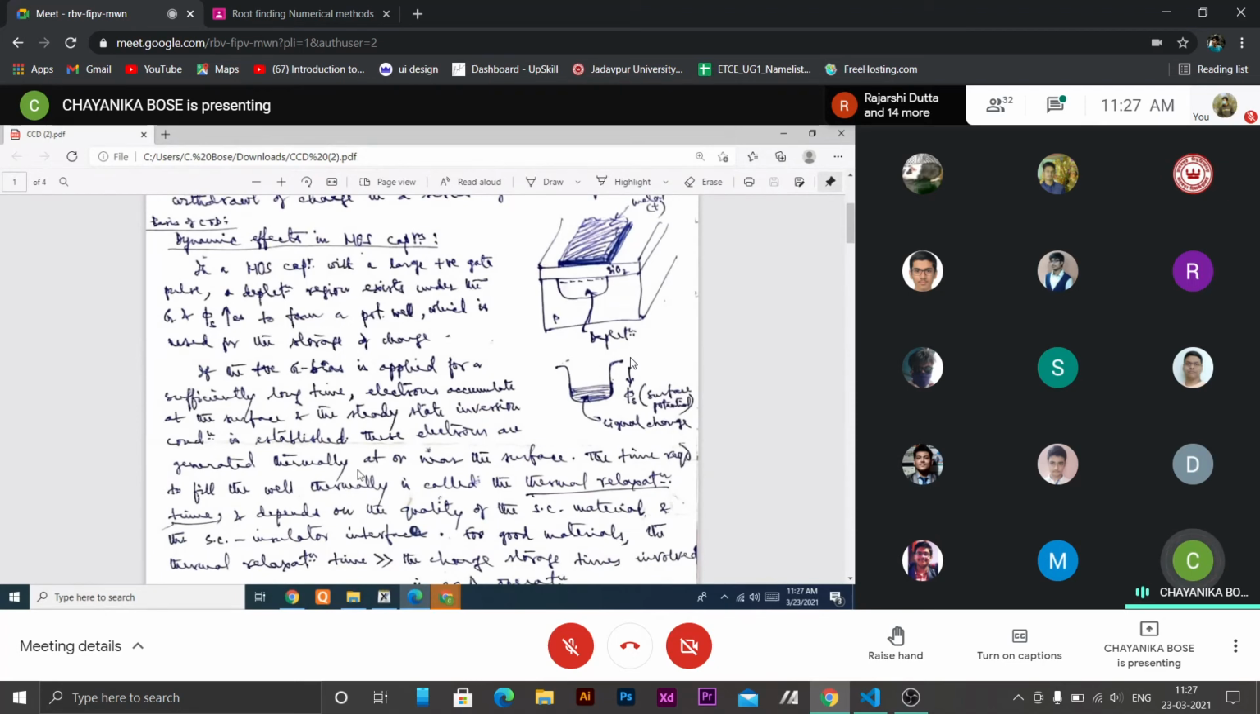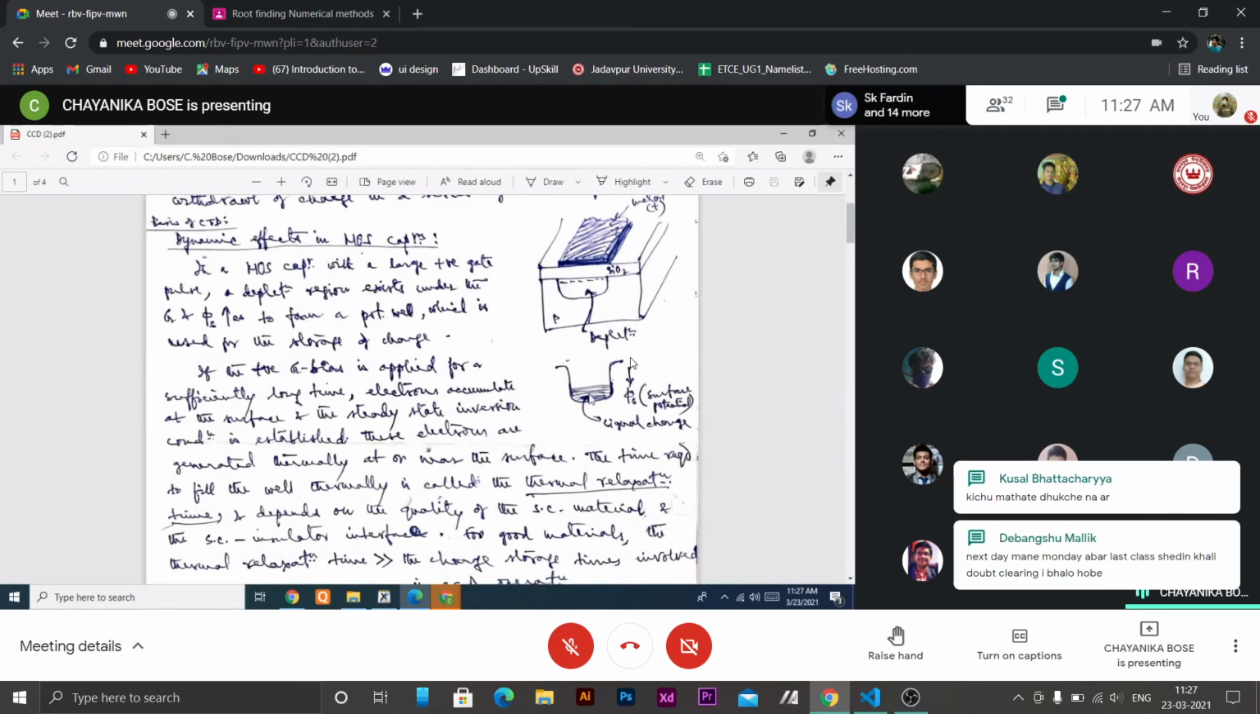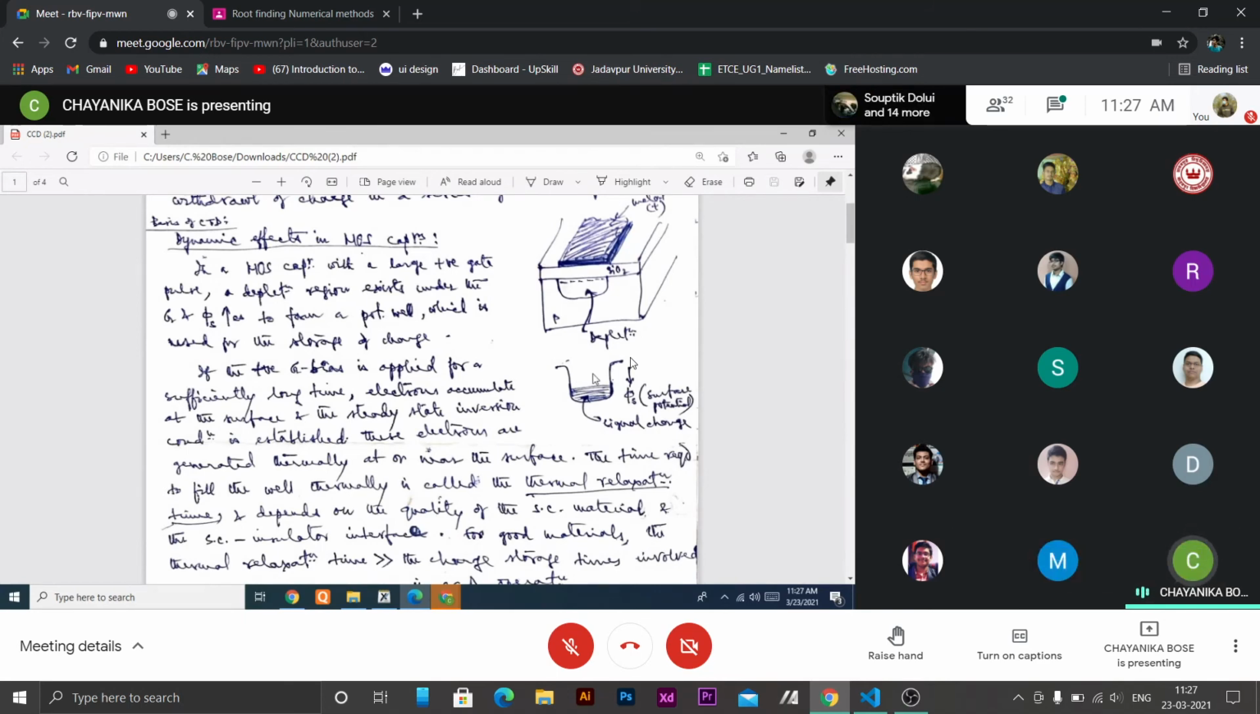These electrons are generated thermally at or near the surface. The time required to fill the well thermally is called the thermal relaxation time. So minority carriers will be generated and accumulated here, and the thermally generated electrons will make this well full.